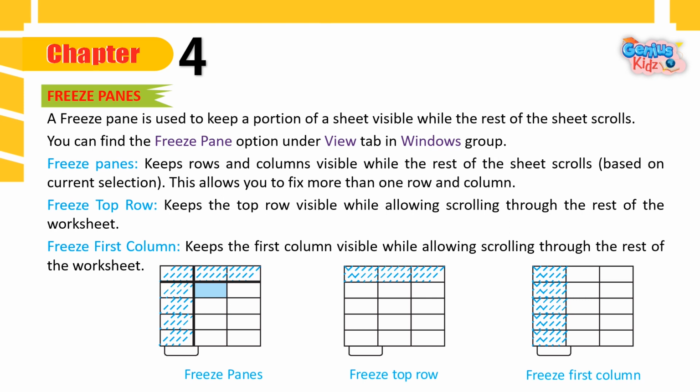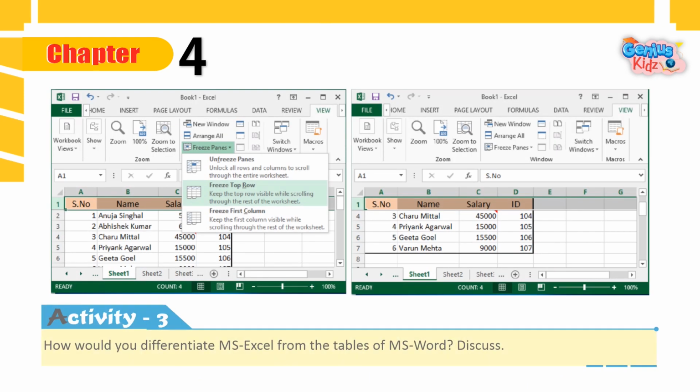Freeze top row keeps the top row visible while allowing scrolling through the rest of the worksheet. Freeze first column keeps the first column visible while allowing scrolling through the rest of the worksheet. Activity 3. How would you differentiate MS Excel from the tables of MS Word? Discuss.